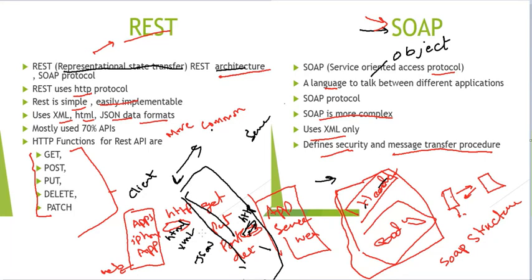Whereas in SOAP, you have a message body, a header, and a kind of an envelope in which this header and message body are stored. It's like a kind of a message structure. This is called a SOAP structure. It defines then also the message transfer procedure and the security and everything. So this is the main difference between SOAP and REST. I hope you guys understood it. I will maybe in the next lectures describe SOAP and REST in more detail. But this is for now only the difference between them.